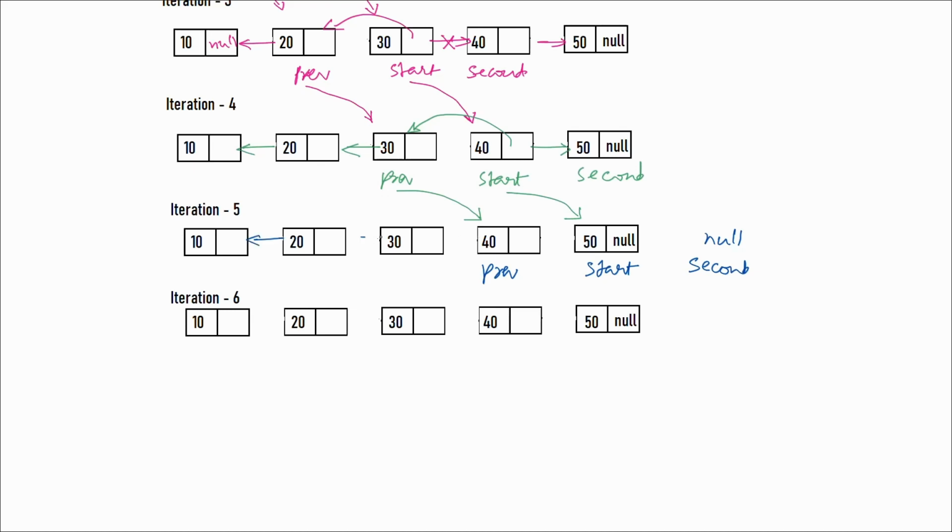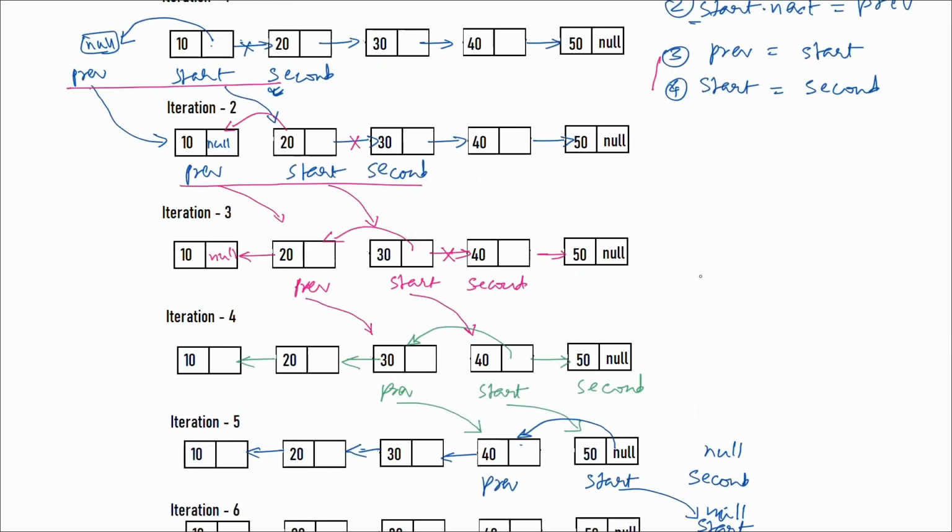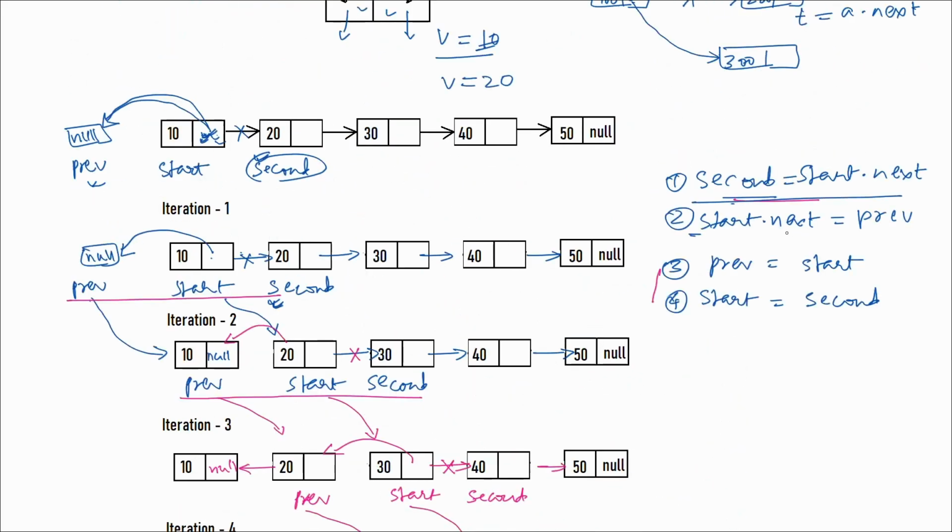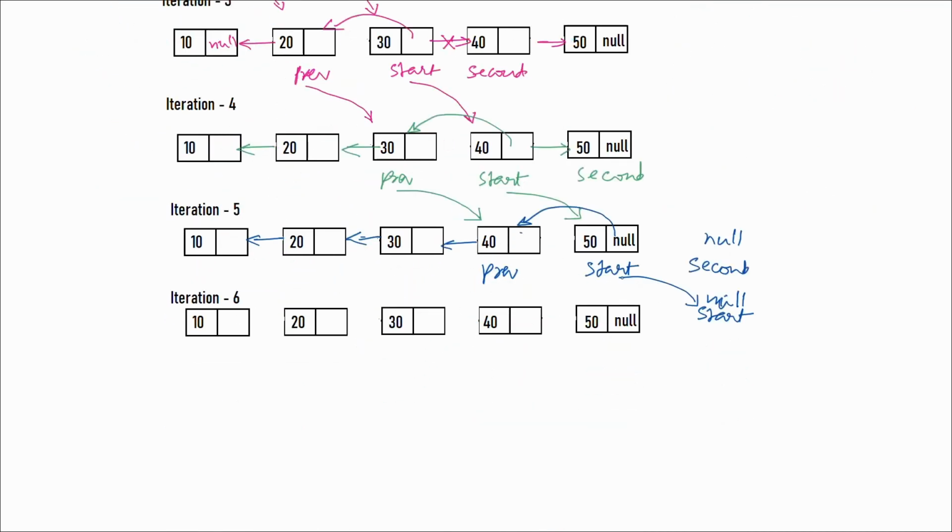It was pointing to this, and this is going to hold, sorry, right. So this is pointing to this, and this is disconnected now. So this is going to hold the address of the node which has the value 40. So now what is going to happen? Start is going to hold null now, as the first statement, and previous is going to point to this.